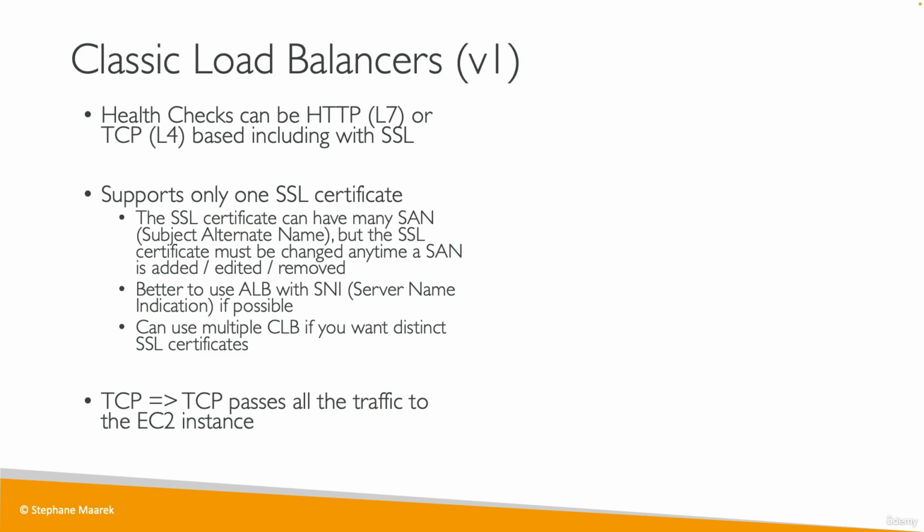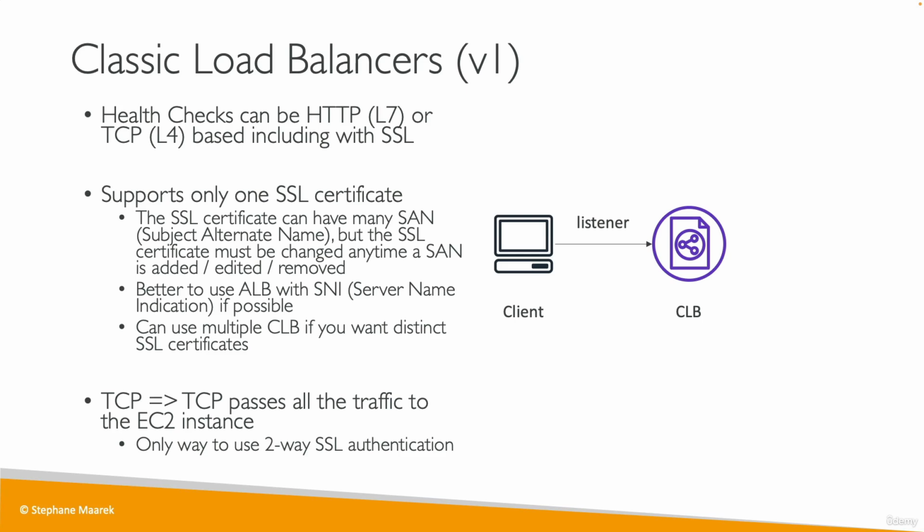In case you're doing TCP to TCP traffic, then all the traffic is going to go directly into the EC2 instance, transiting through the CLB. And this is the only way you can do two-way SSL authentication on a classic load balancer. So the SSL authentication happens at the EC2 level. So to summarize, the client talks to the CLB, which talks internally to the EC2 instance.